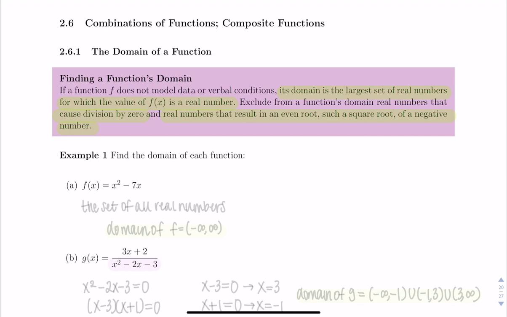So let's go ahead and find the domain of each function. So f of x equals x squared minus 7x. Because there is no division nor square root, that means that the domain is the set of all real numbers. So the domain of f is equal to negative infinity to infinity.